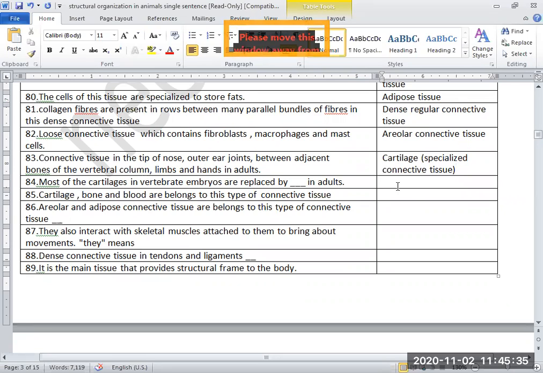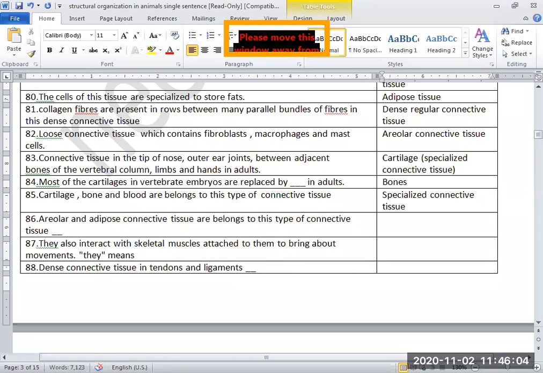Most of the cartilages in vertebrate embryos are replaced by what in adults? Bones. Okay, very good. Next, cartilage, bone, and blood belong to this type of connective tissue: specialized connective tissue. Cartilage, bone, and blood are considered as specialized connective tissue.